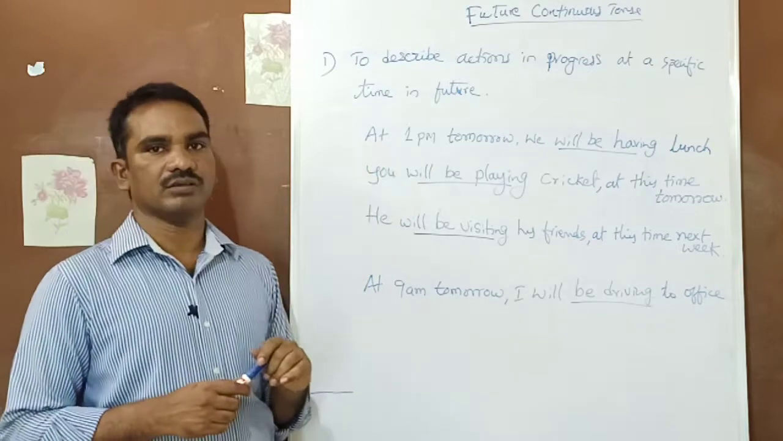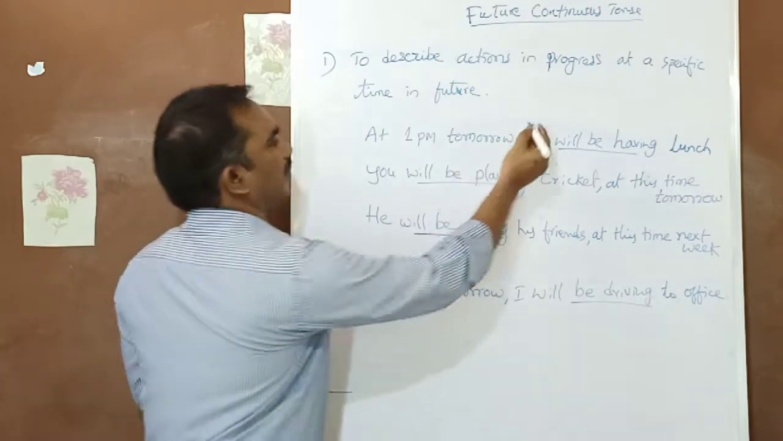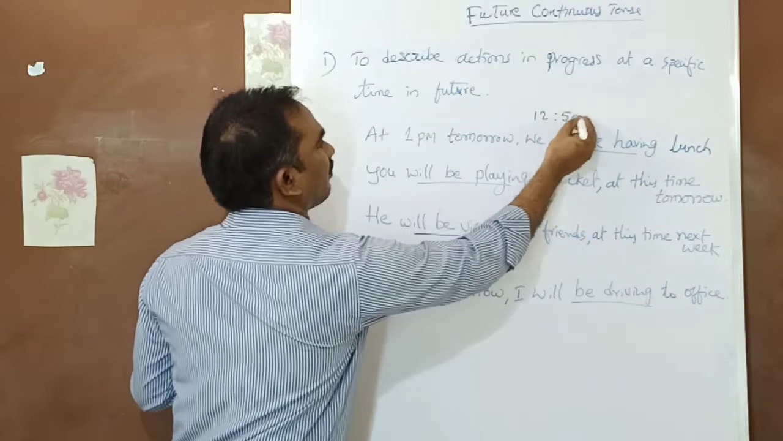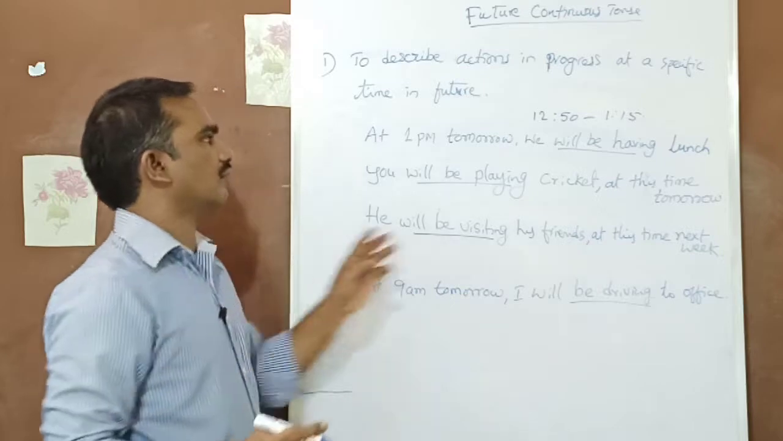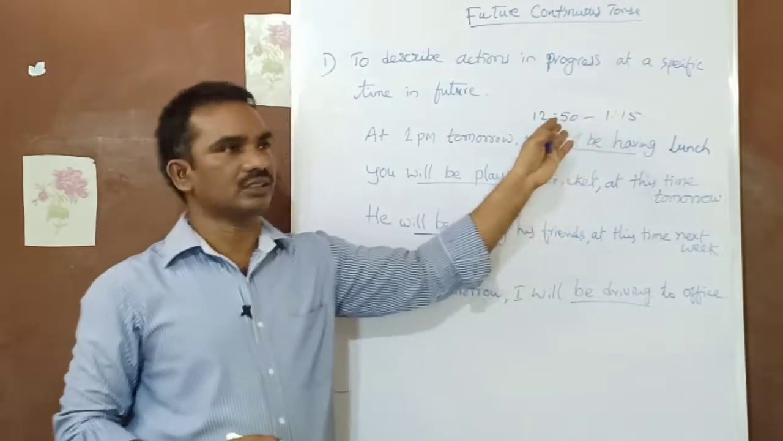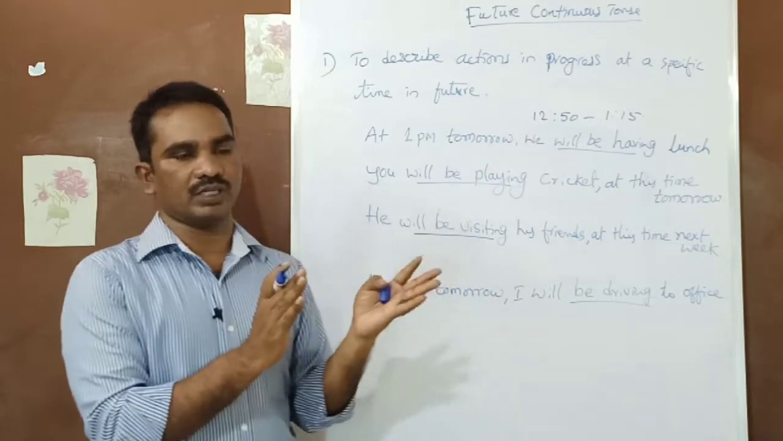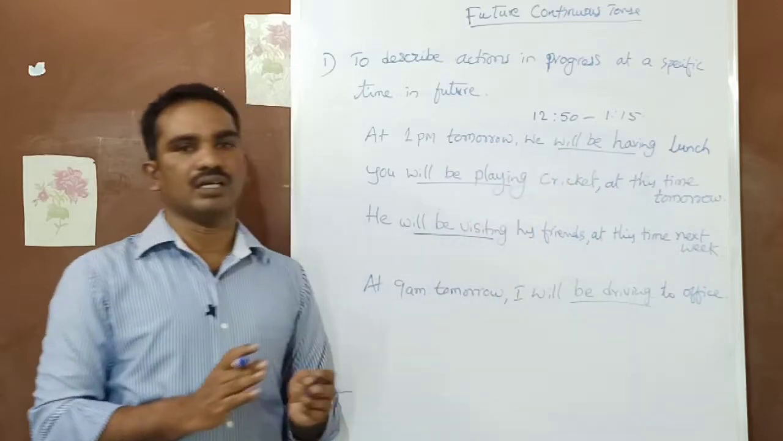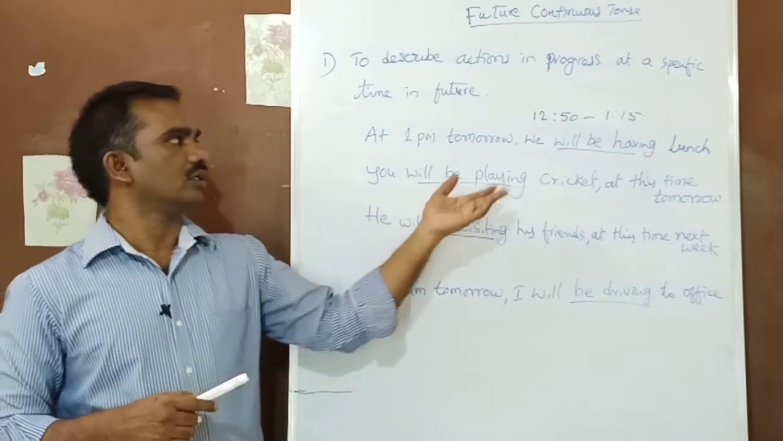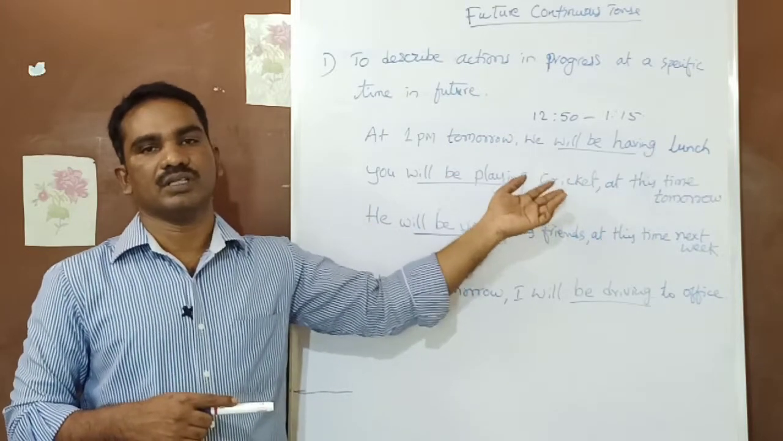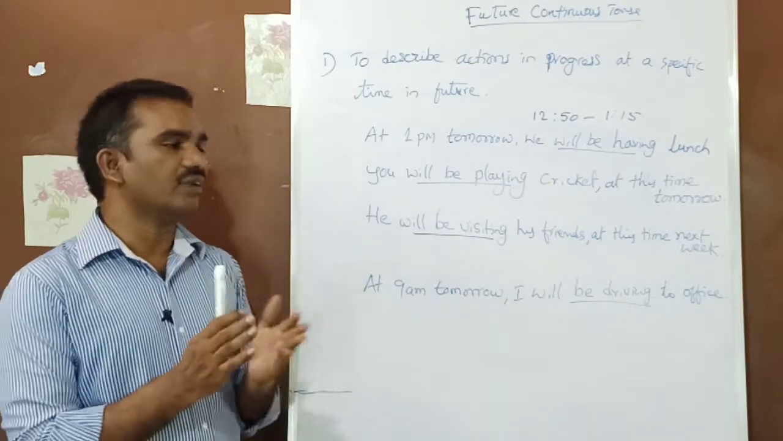At 1 p.m. tomorrow, we'll be having lunch. Maybe at 12:50 we start lunch, and till 1:15 it will continue for 20 minutes, 25 minutes, 30 minutes. So that will be in progress. If somebody asks you, are you going to be free tomorrow? At 1 o'clock we'll be having lunch. Don't disturb us, don't call us, don't meet us, and we can tell them.